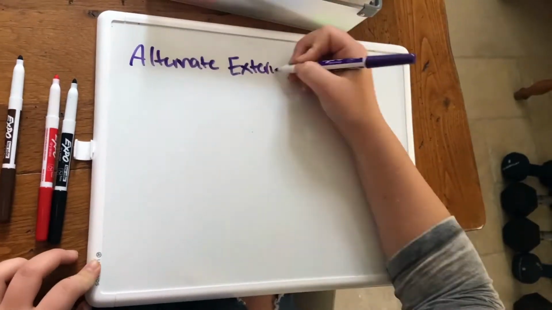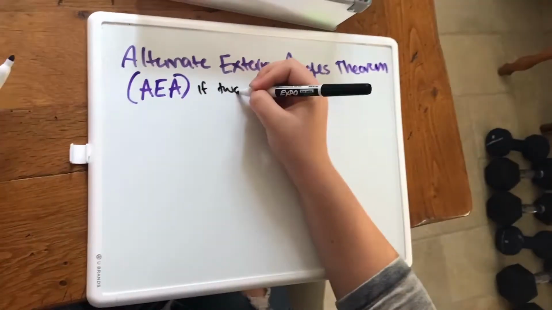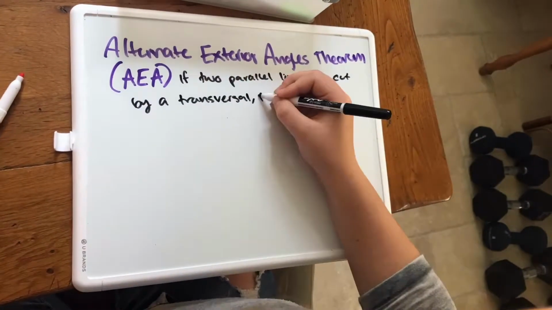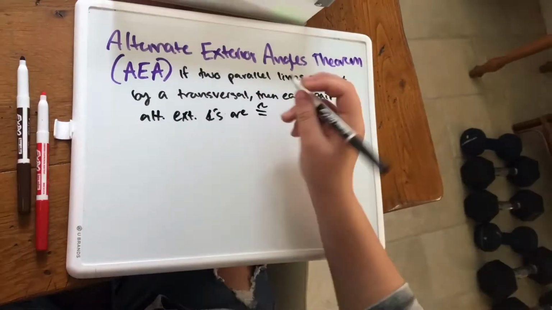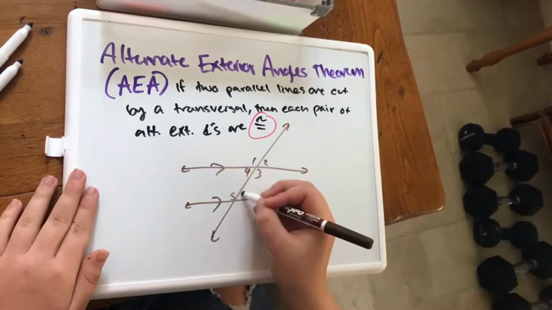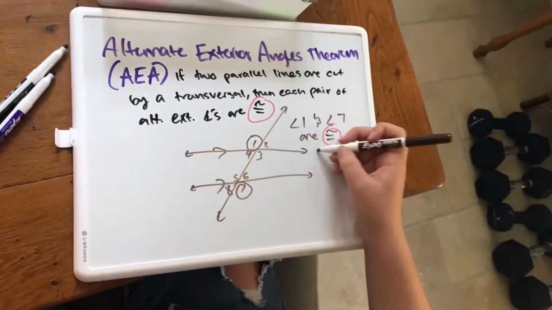Lastly, alternate exterior angles theorem, or AEA. If two parallel lines are cut by transversal, then each pair of alternate exterior angles is congruent. In this diagram, angles 1 and angle 7 are congruent because of AEA. When studying the proofs, these theorems and postulates are very helpful. A good way to remember them is by their acronyms. CIA, which is supplementary, AIA, which is congruent, AEA, which is congruent, and CA, which is congruent.